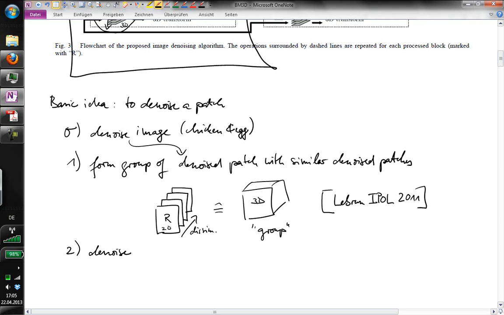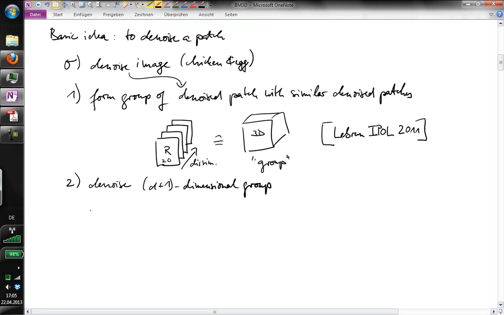So now comes the first interesting thing, namely to denoise this D+1 dimensional group. I will say in a bit more detail how, but really the technicalities behind this we will only understand in a week or two once we've talked about the wavelet transform.